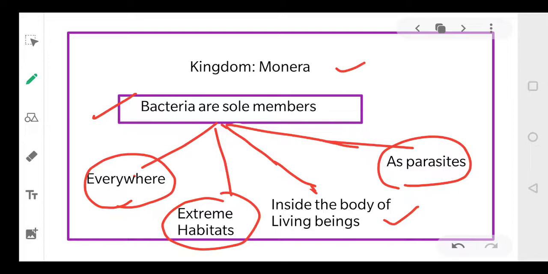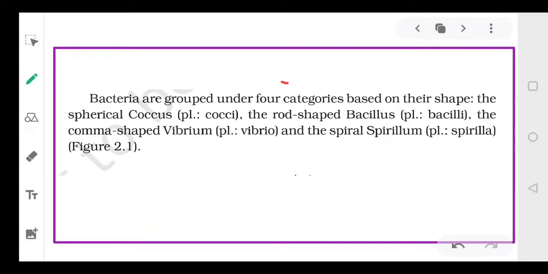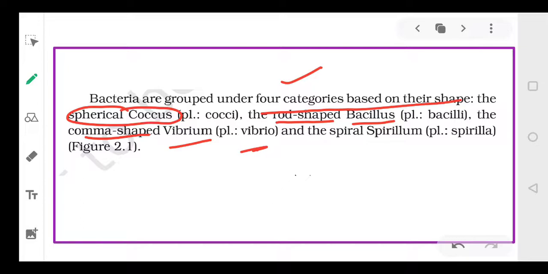Okay, dear students? Now bacteria can be grouped into 4 categories depending upon their shape. Suppose they are spherical in shape, then we call them coccus. If they are rod shaped, we call them bacillus. If they are comma shaped, we call them vibrio. Vibrio is an example. If they are spiral in shape, spirillum, right?